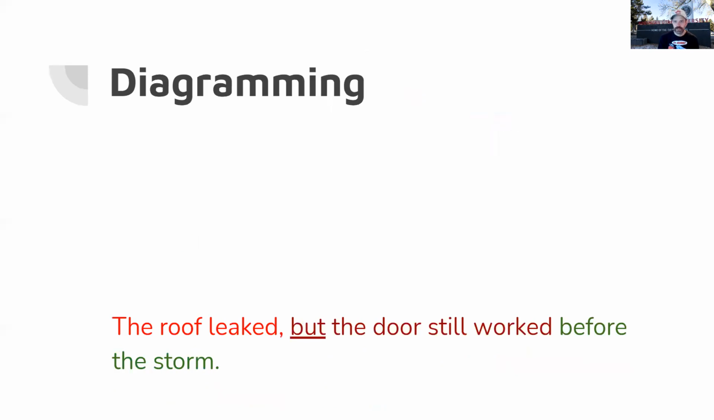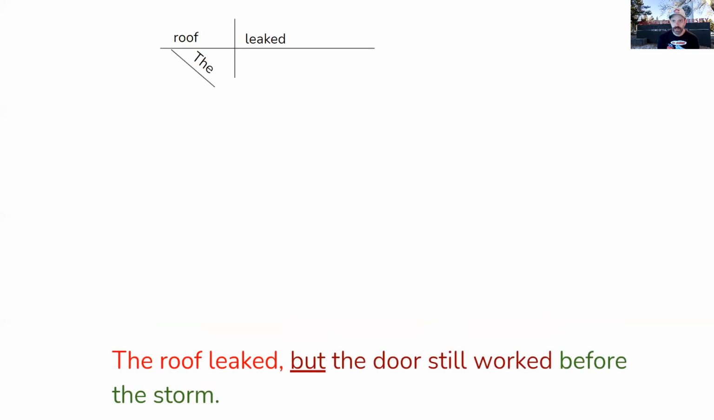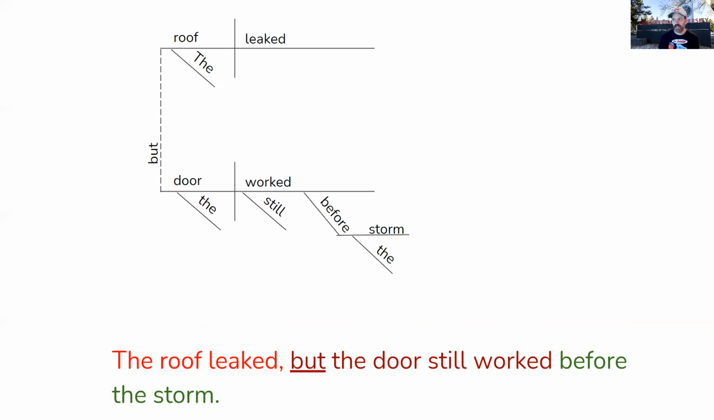Now let's look at this one. It's not really a complex sentence, but it is a compound sentence. And what we've got here is a compound sentence where one of the independent clauses has a longer adverbial phrase coming off of it. So we have the roof leaked, okay, fairly simple sentence, intransitive verb. The door still worked, okay, and we can see that still is functioning as an adverb, and after the storm also functions adverbially. It's just a prepositional phrase. And we can just add it on there.